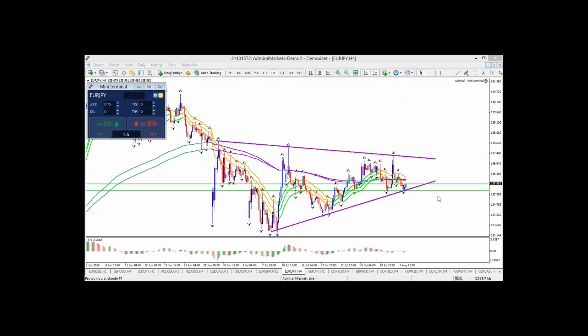So maybe these two trend lines could be useful for Euro yen. Otherwise, I don't see much.